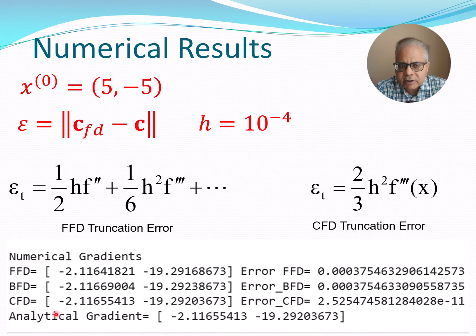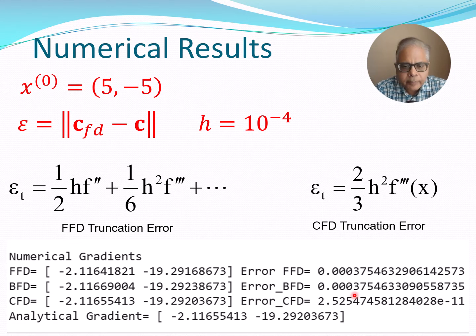So you can see here the numerical gradients are given here. You can see that these gradients, which are calculated by forward finite difference, backward finite difference and central finite difference, they are all very close to the actual exact solution, but the central finite difference is virtually the same or exactly the same. So you can see as far as the correctness of the solution is concerned, the central finite difference is extremely good, and the forward and backward difference are also reasonably good.